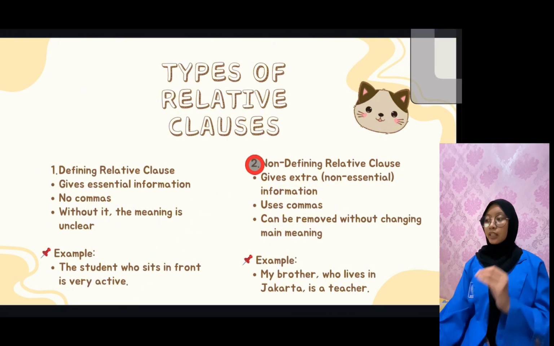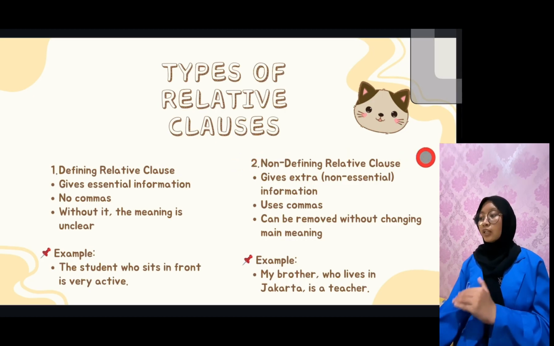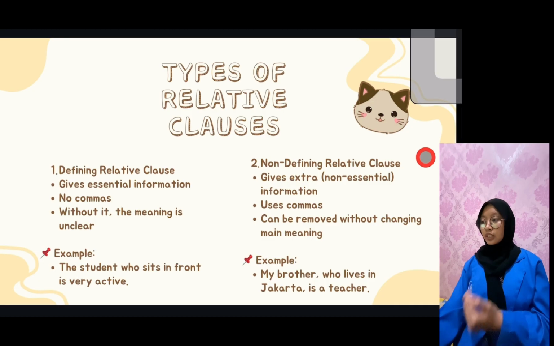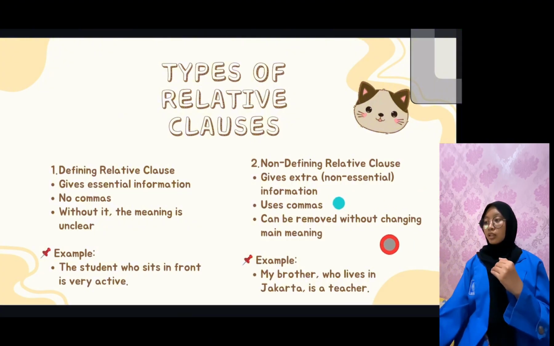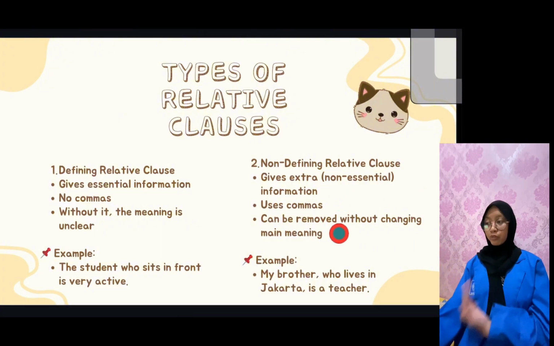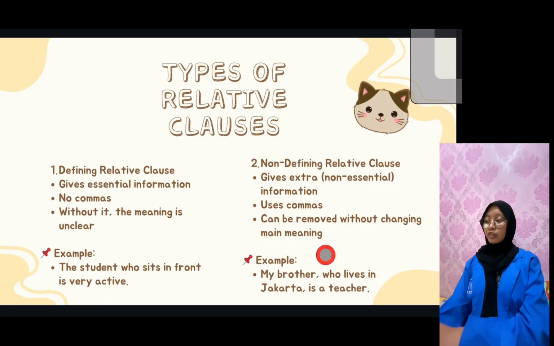And then the next is the non-defining relative clause. A non-defining relative clause gives extra, non-essential information. Here we use commas, and it can be removed without changing the main meaning. For the example here, we have "My brother, who lives in Jakarta, is a teacher."